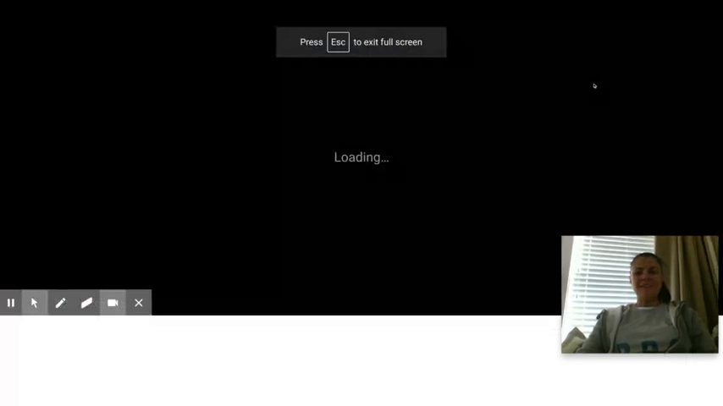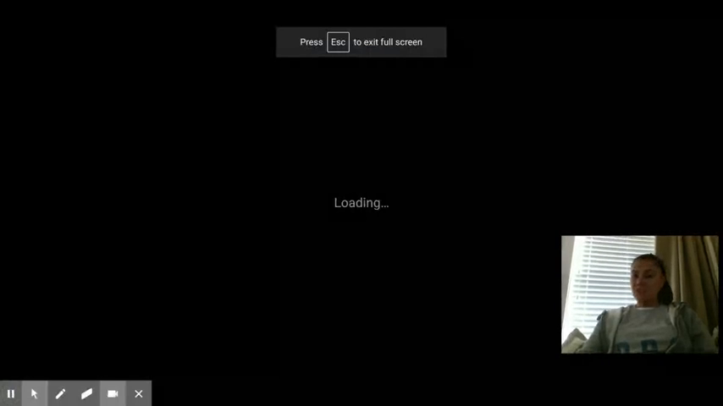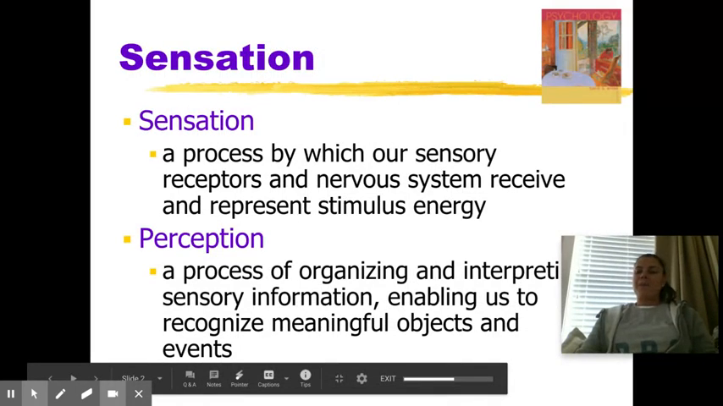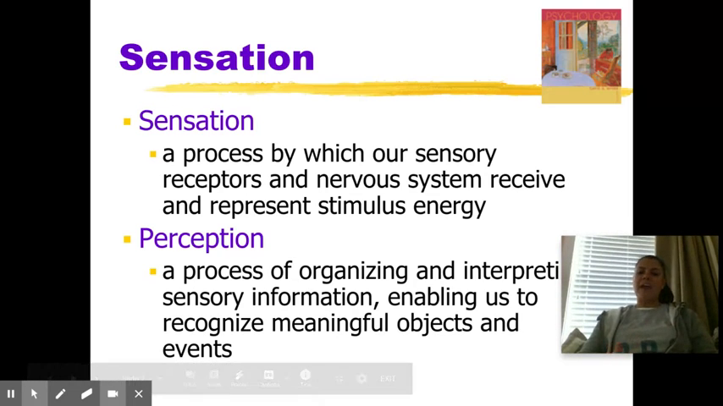We're going to talk about sensation. So this is a 2-part unit. Sensation is just half of the equation because the other half is perception. And we'll talk about perception in the second half of this unit. But let me give you both of these vocabulary terms. Sensation is a process in which our sensory receptors and nervous system receive and represent stimulus energy.